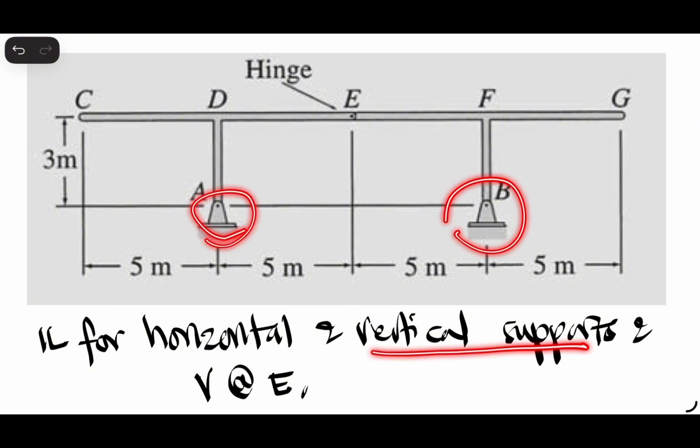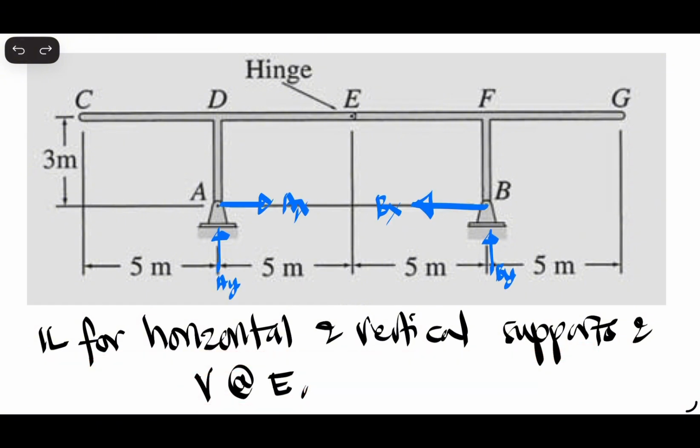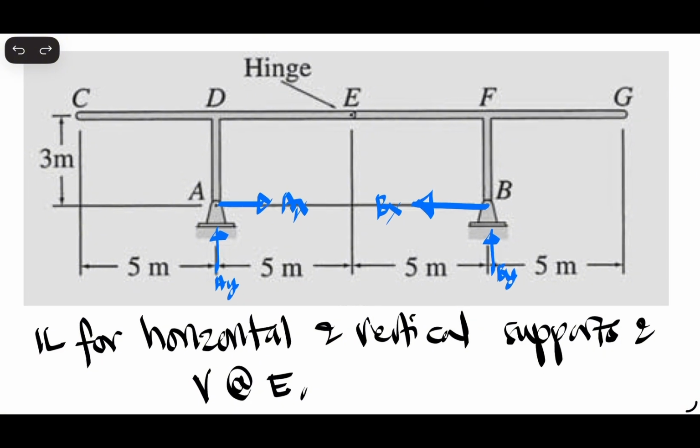So we have hinges at A and B. It has horizontal supports AX and BX, and then vertical supports AY and BY, and then shear at point E. So these are the supports, horizontal and vertical. Let's solve first the vertical supports. What are the equations for AY and BY, and what are the corresponding influence lines?